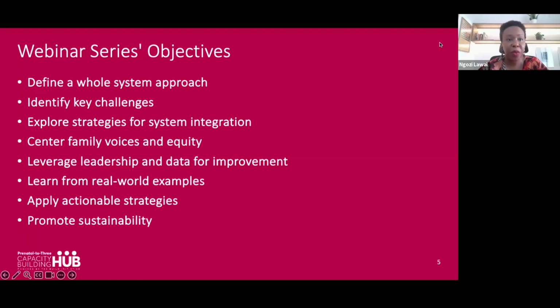And as Michelle had pointed out, we have been featuring family members with lived experience to really help us see what we are working on in a very real way, rather than in an abstract way. We've been thinking about how we leverage leadership and leadership at all levels. Everyone on this call is a leader, and so we've been thinking about how do we elevate all of the ways in which you all as leaders present in your various spaces, and how do we use data to really inform the decisions that we are making.